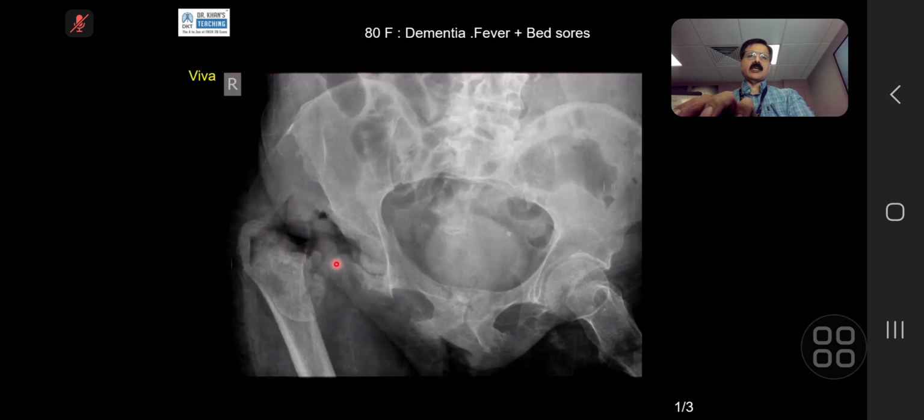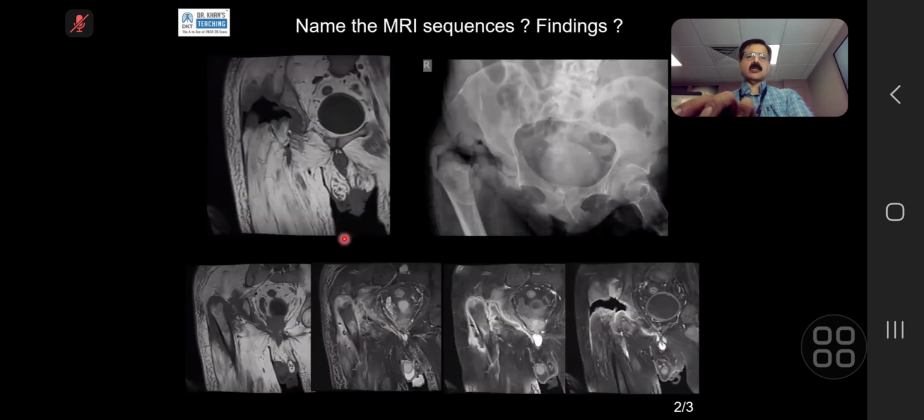The key finding is this lucency, which was well picked up by the candidate. This lucency means air. Where is this air? This air is within the joint space, and it is causing this destruction. So this has to be septic arthritis.